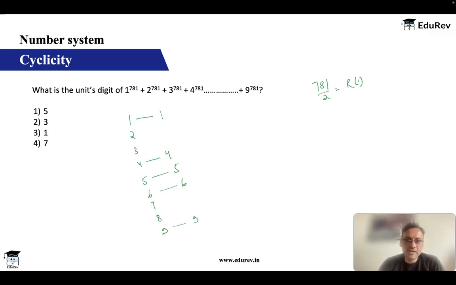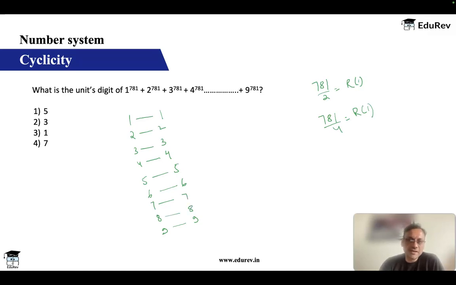Similarly, 2, 3, 7, 8 have a cyclicity of 4. 781 when divided by 4 also gives a remainder of 1. So it will be the same as 2 raised to the power 1, which is 2, 3 raised to the power 1, which is 3, 7 raised to the power 1, which is 7, 8 raised to the power 1, which is 8.